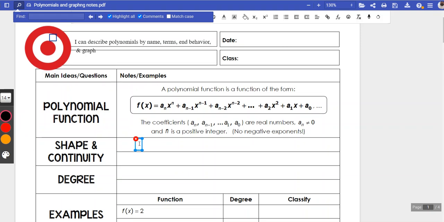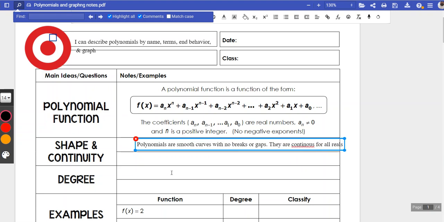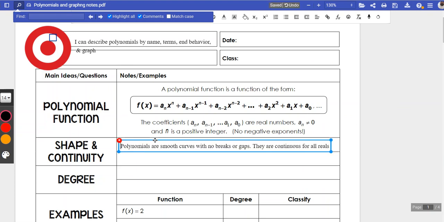If you were to talk about this, the cool thing about this is polynomials are smooth curves. What does that mean? That means they're smooth curves with no breaks or gaps. Okay, they are continuous for all real numbers. So what does that mean? That means that its domain is all reals all the time. Every polynomial has domain that is all reals all the time.